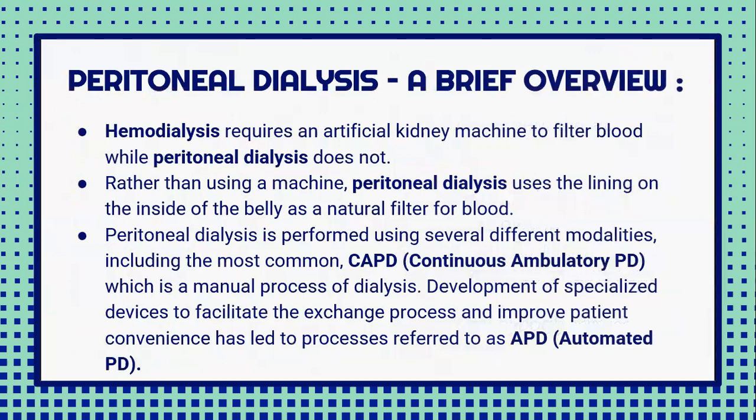So let's discuss peritoneal dialysis, a brief overview. Hemodialysis requires an artificial kidney machine to filter the blood, while peritoneal dialysis does not. Peritoneal dialysis, rather than using a machine, uses the lining on the inside of the belly as a natural filter for blood. Peritoneal dialysis is performed using several different modalities, including the most common, CAPD, which means continuous ambulatory peritoneal dialysis, the manual process of dialysis.